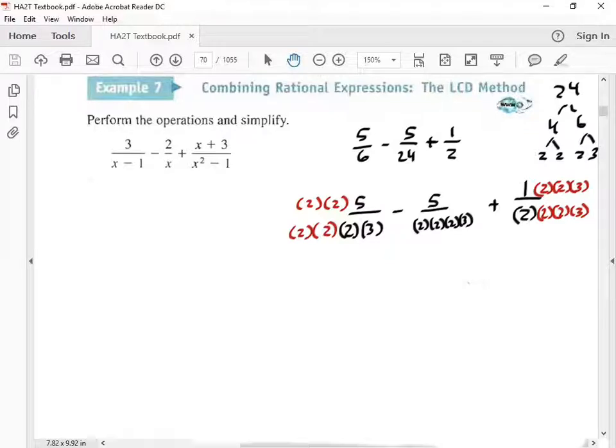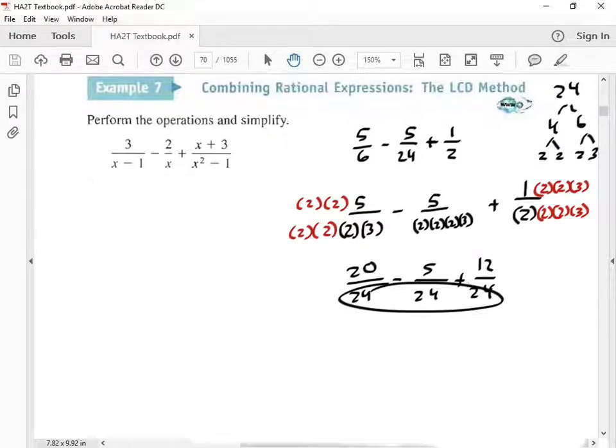All right, let's just finish it just because we can. Okay, that would be 20 over 24 minus 5 over 24 plus 12 over 24. You do not touch the denominators, right? You just add the numerators together. And so we got 20, and I'm going to make this add and make that a negative 5. So what's 20 plus negative 5? That would be 15, and then 15 plus 12, that's going to be 27 over 24, and we're just going to leave it like that.